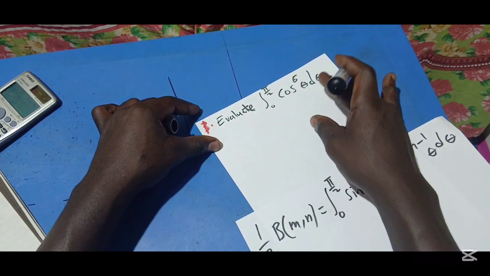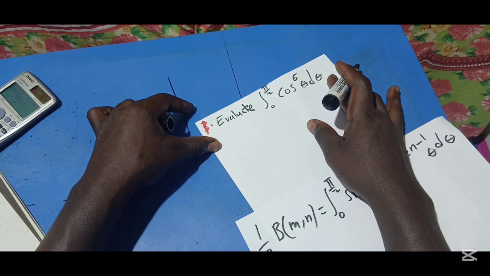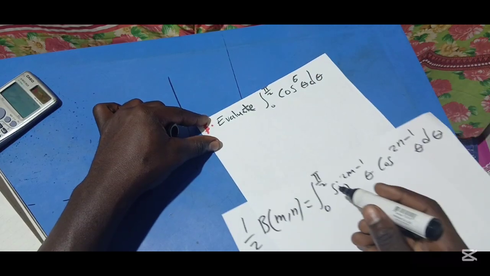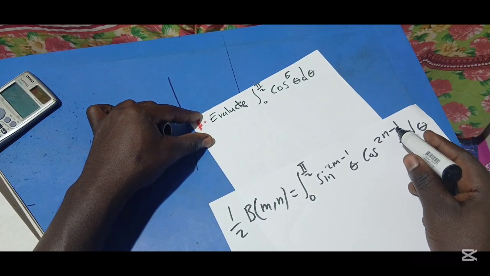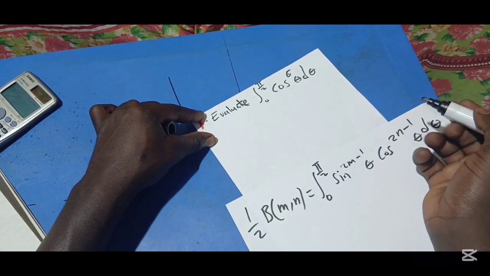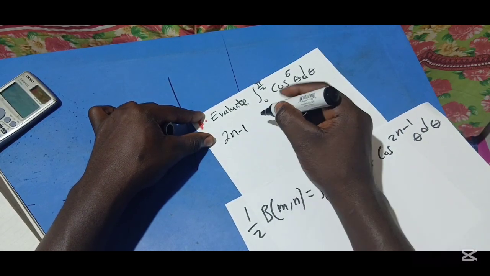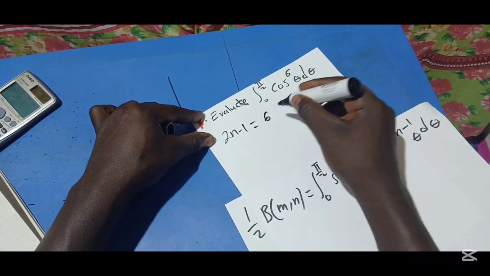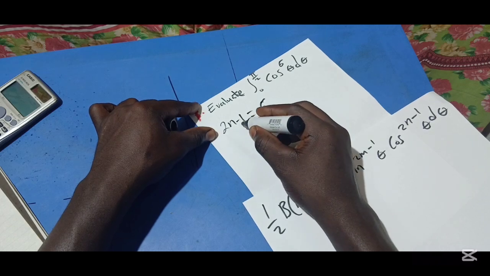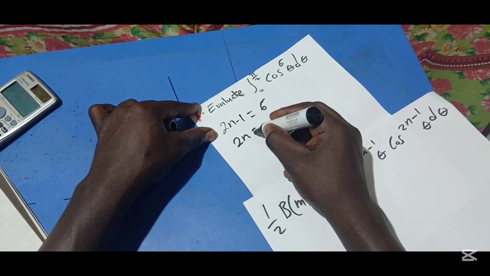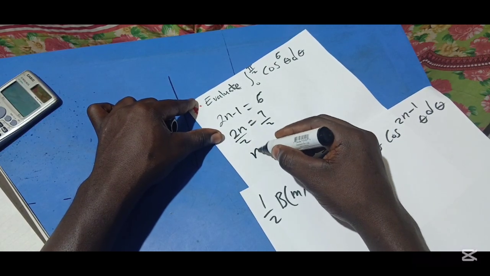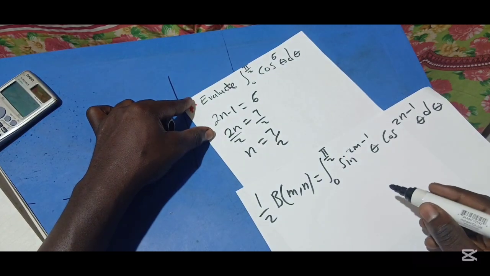So because we don't have a sine term, it means we should equate those powers to 0, right? So we have a cos term, and comparing this to the general formula, 2n minus 1 should be equal to the exponent of cos, so that we get the value for n. So 2n minus 1 should be equal to minus 6. So let's simplify this. Crossing over, we have 2n equals 7, right? So dividing through by 2, we have n to be 7 on 2.